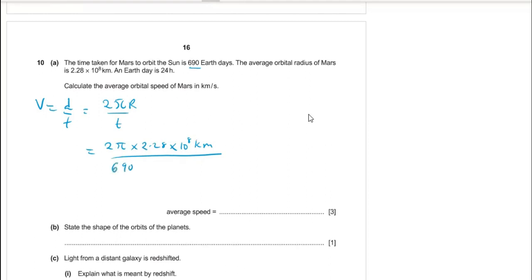So 690 days, we convert it into hours by multiplying by 24. And because we need our answer in kilometers per second, we multiply the number of hours by 3,600. So by using a calculator, calculating that should give 24 kilometers per second.